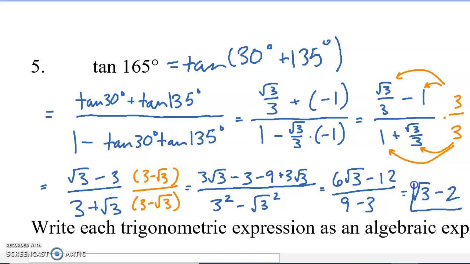We get 2. And that would be your nice final, simplified, rationalized answer.